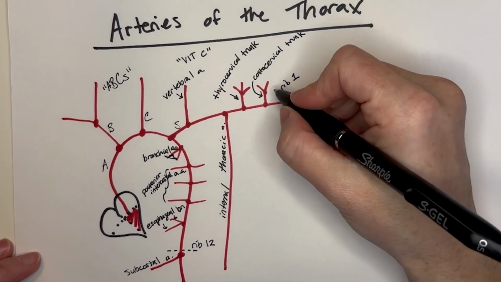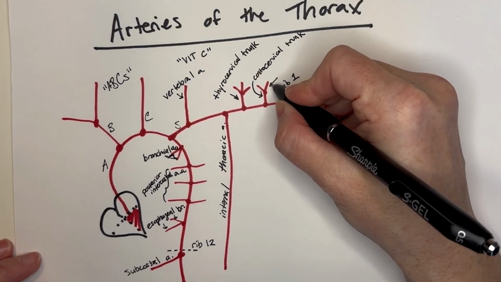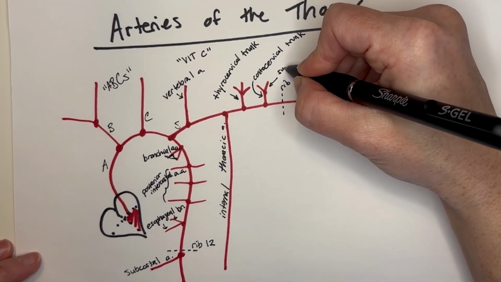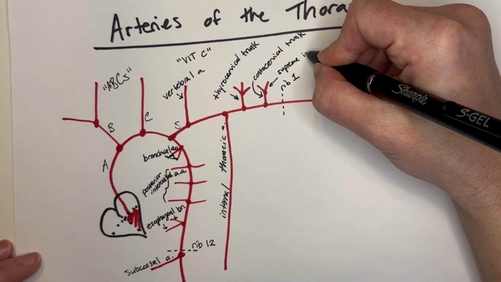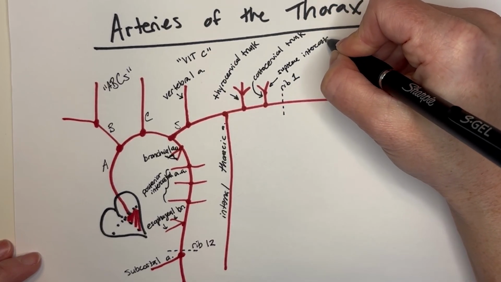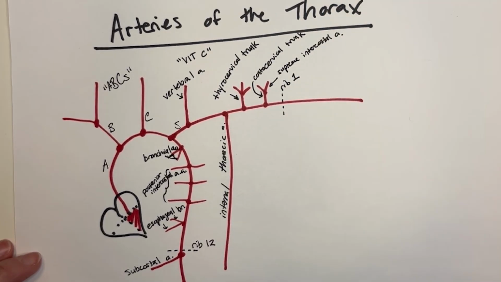These 2 trunks have multiple branches that apply more to the head and neck or to the limbs, except for this one branch of the costocervical trunk known as the supreme intercostal artery, also known as the superior intercostal artery, which supplies the first and second intercostal spaces.